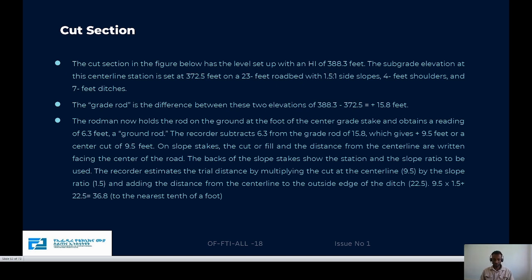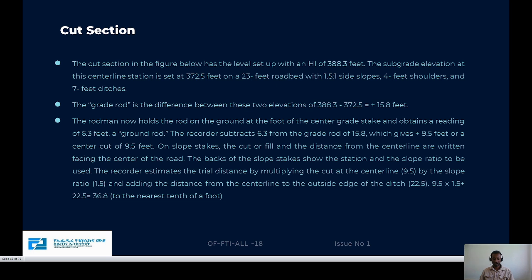Now we get information from the rodman. The rodman collects the height of the ground at the center. The reading is 6.3 feet. So we record the subtraction, 6.3 from the grade rod of 15.8, and we get positive 9.5 feet. So this is a cut at the center. 9.5 feet will be excavated, and we also have to do the slope stakes.